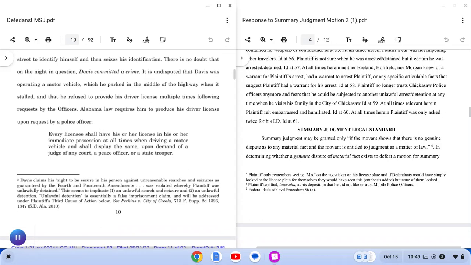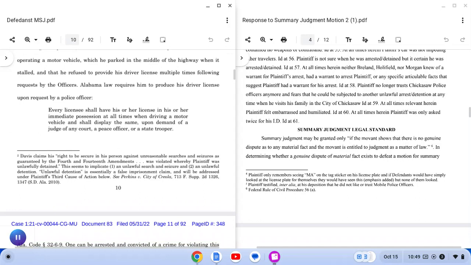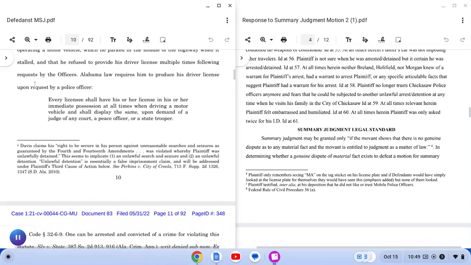That's true. But y'all will hear me argue my case in a minute. I'm not going to even say anything about mine. But just pay attention. And then he cites this. Every licensee shall have his or her license in his or her immediate possession at all times when driving a motor vehicle, and shall display the same upon demand of a judge of any court, a peace officer, or state trooper.